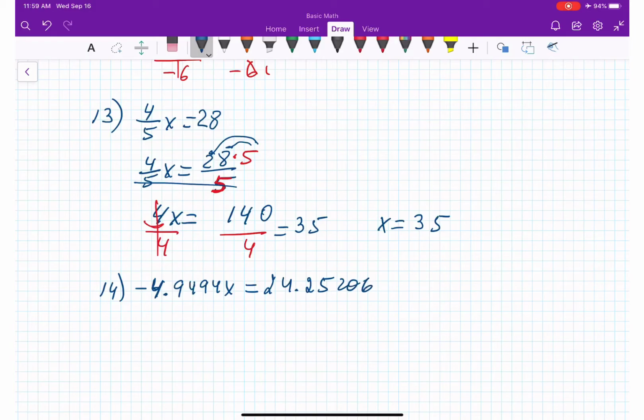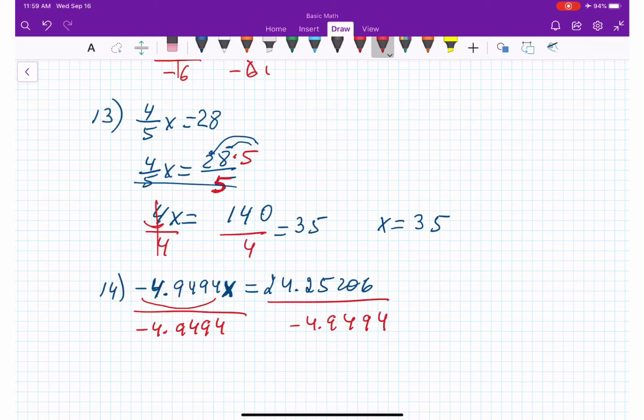206. Okay, so this is our coefficient of x, right? Because we have x here. So we are going to divide by this number, 9494. Divide here also negative 4.9494. Okay, so this is gone with this one.